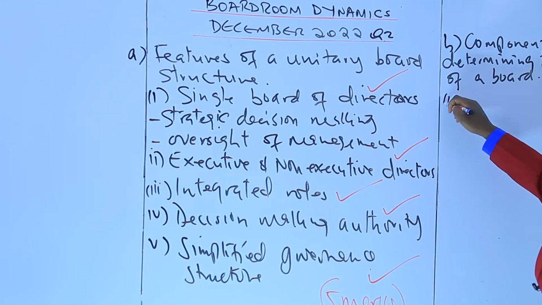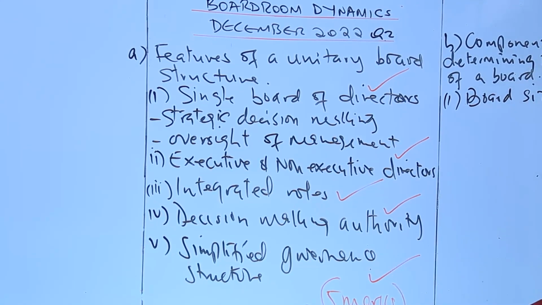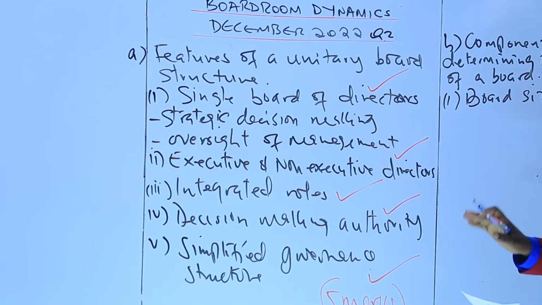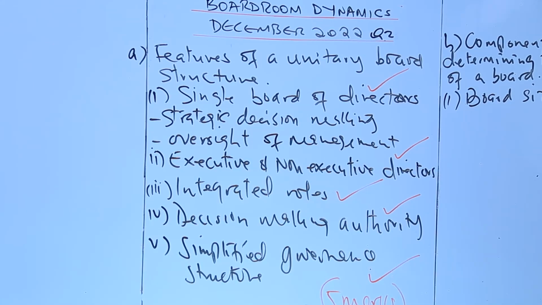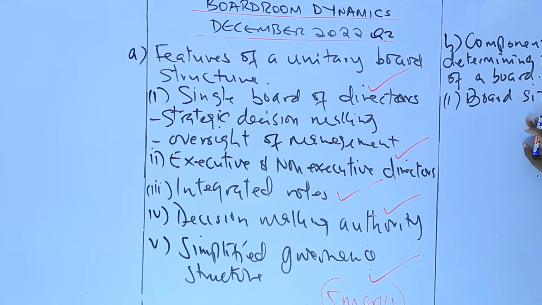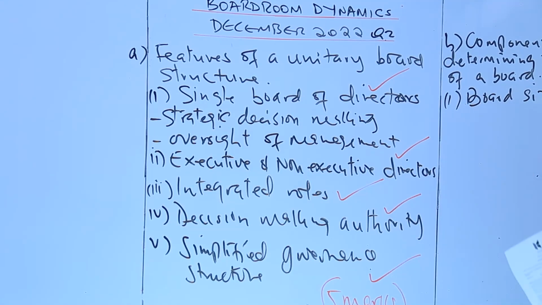The first component is the board size, the size of the board. The question is, a newly formed company is looking to fill up director positions on its board. So when coming up with the board structure, it's important to consider the board size. Determine the appropriate number of directors that will constitute the board. The number, the head count is what we are referring to as the board size.